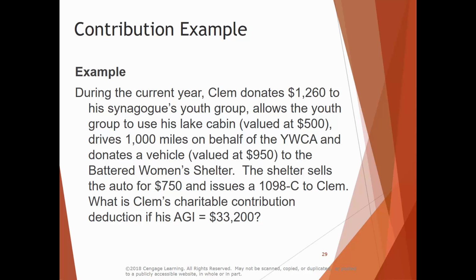Okay, so let's just go through this. Clem, we don't need to write it down, but let's go through each of these. Donates $12.60 to a synagogue's youth group. He allows them to use his lake cabin valued at $500. He drives 1,000 miles on behalf of the YWCA, and he donates a vehicle valued at $950 to the shelter. The shelter sells the auto for $750 and issues a 1098-C.